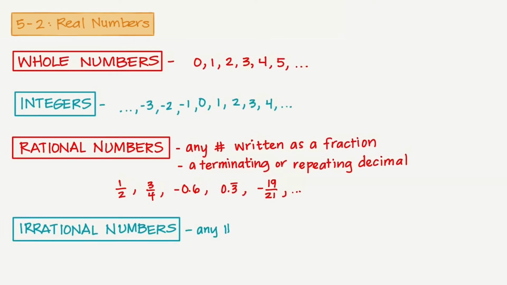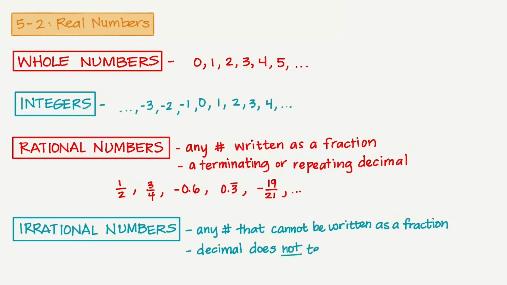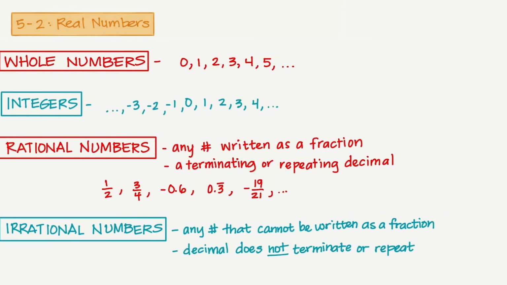Now for irrational numbers, it's basically the opposite. So it's any number that cannot be written as a fraction. So it could also be in decimal form. And if that's the case, you're going to see a decimal that goes on forever, so it does not terminate, but also it does not repeat, okay? And so there's a variety of different irrational numbers out there. Pi is one of them.